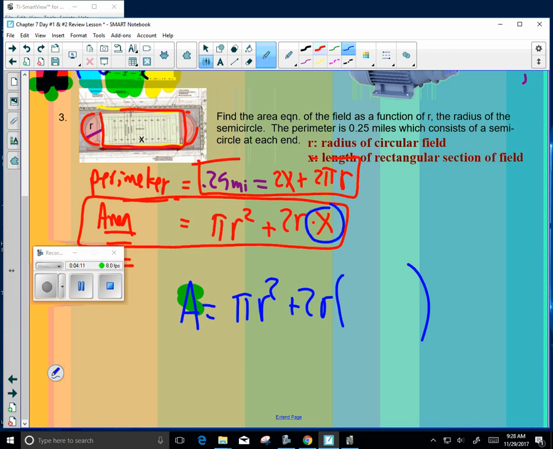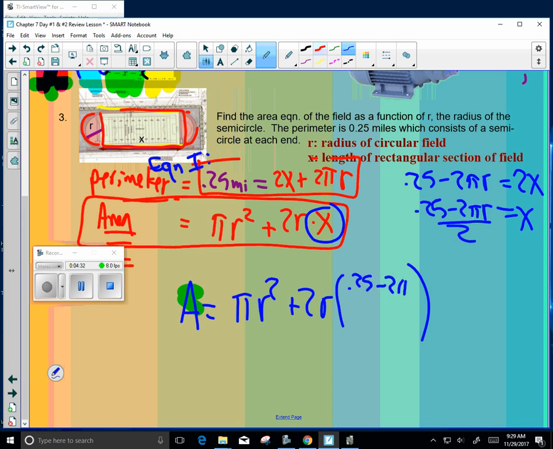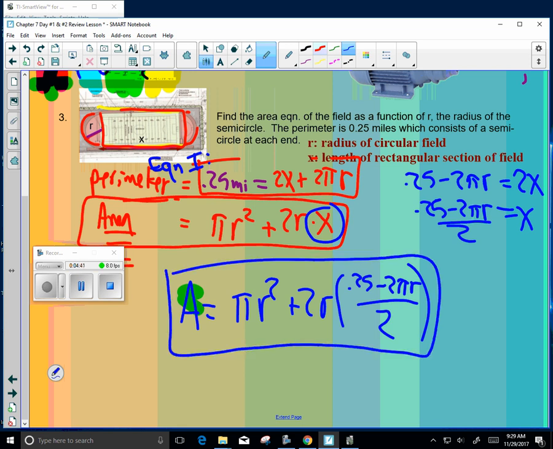What do I do? I go to my first equation, equation 1, and I replace it. So you get 0.25 minus 2 pi r equal to 2x. X is going to be 0.25 minus 2 pi r over 2. And you just put that in. 0.25 minus 2 pi r over 2. And now we have an equation that only has r's in it. For area, we're done. That's it for review.